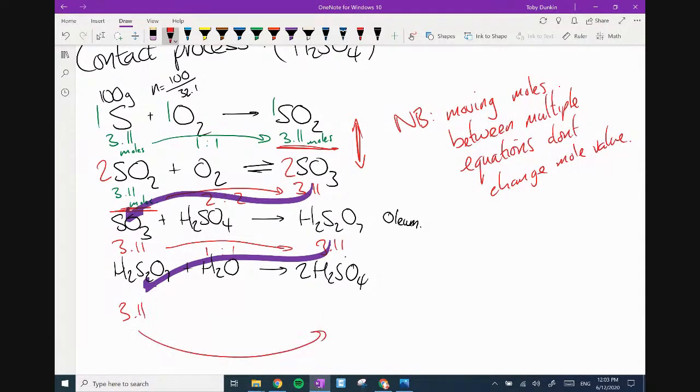And now the ratio is finally 1 to 2. We multiply that number by 2, and I now get 6.23 moles. And it asks me for mass, so multiplied by 98, the Mr of sulfuric acid, I get a mass of 610 grams to 3 significant figures. I'm done.